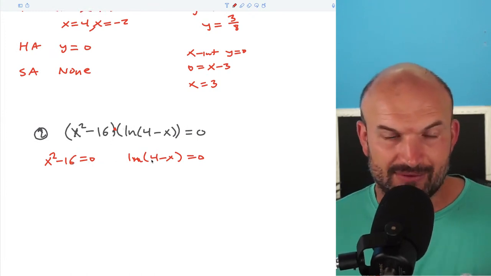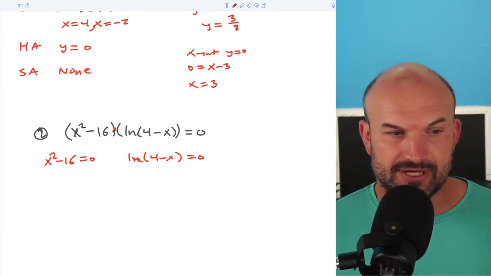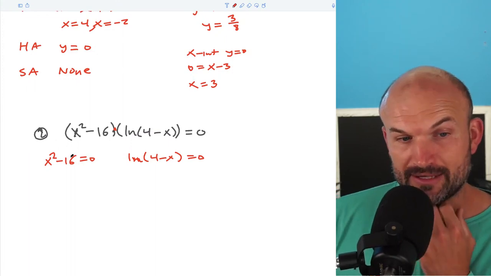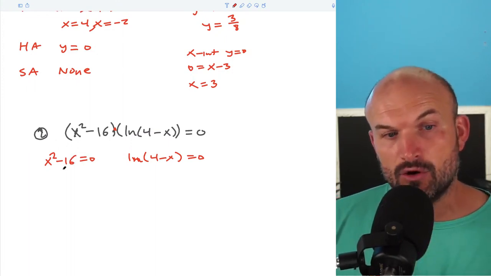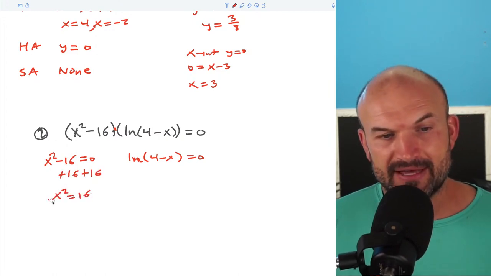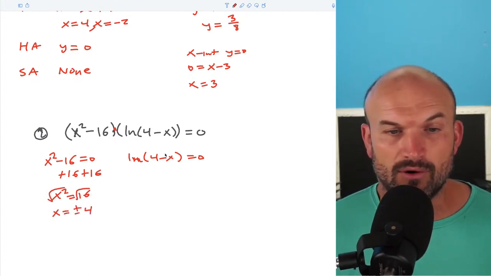Because now we have a quadratic and we have a natural logarithm, but the product is equal to 0, so we can set them both equal to 0. Now, to go ahead and solve from here. There are a couple different ways we could factor this, or I could simply add the 16 to both sides, right? So I get x squared equals 16, and then I could take the square root, and therefore x equals, remember, whenever we introduce the square root, that's going to be plus or minus 4.